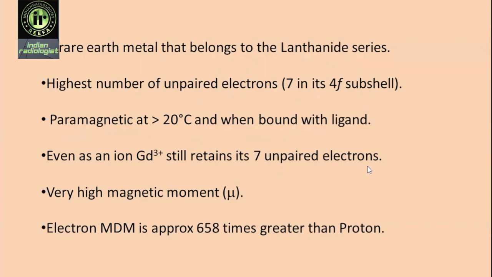And it has a very high magnetic moment, as we discussed, because the electron magnetic dipole moment is very, very high when compared to the proton's magnetic moment. Till now, we are more concerned with proton magnetic moment in MRI. But we should know that the electron's magnetic dipole moment is very much higher, approximately 658 times greater than that of the proton's magnetic moment. What is the ligand? What is this ligand we are discussing?